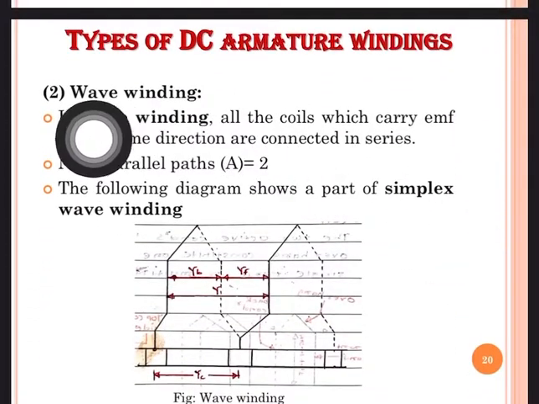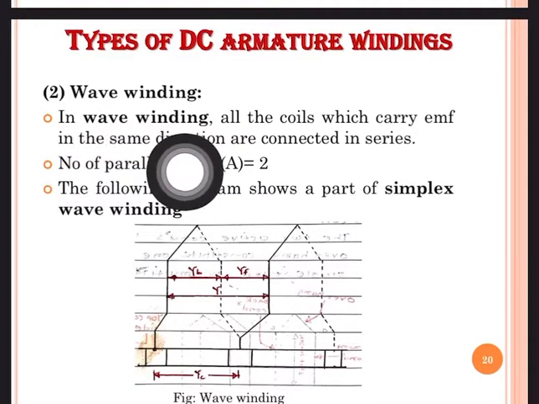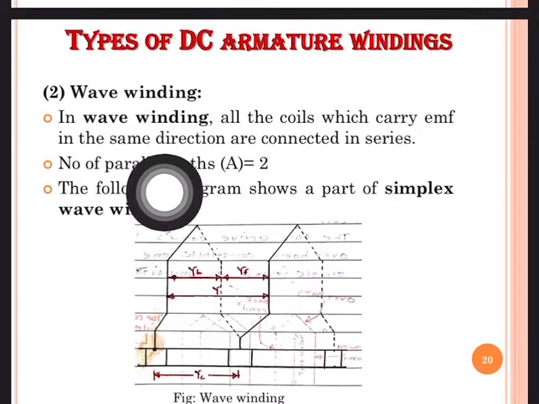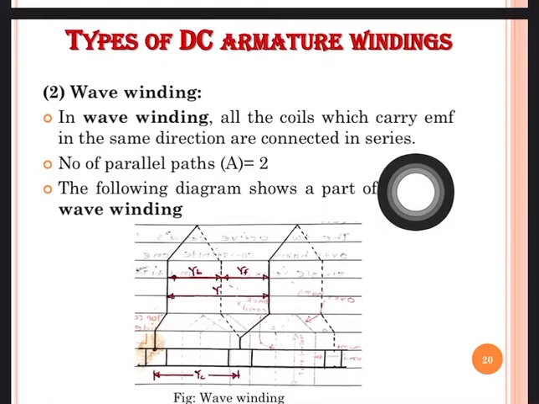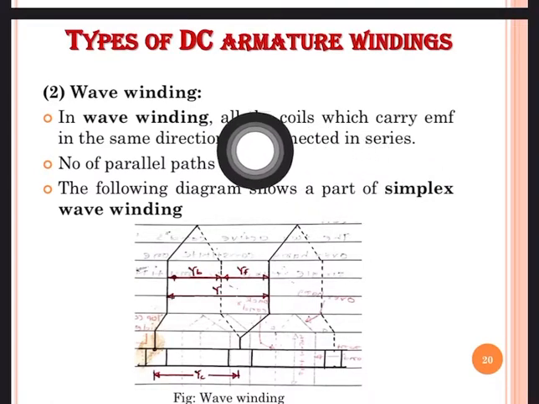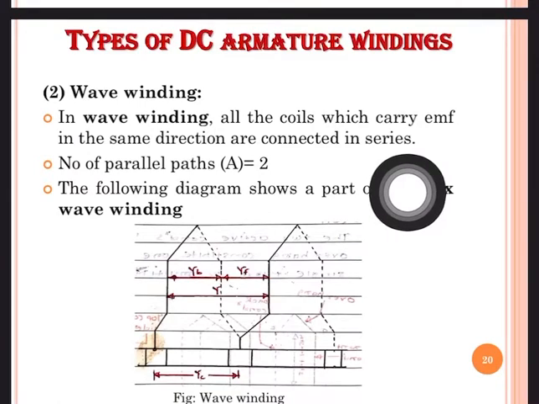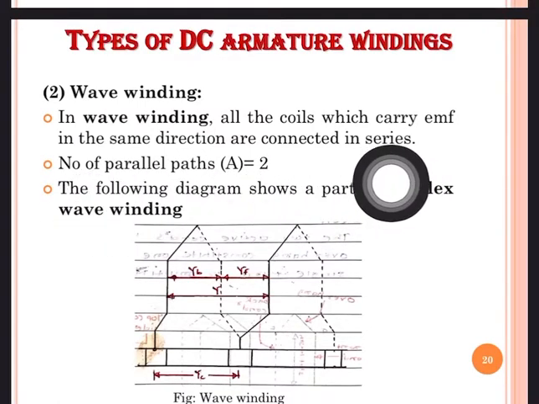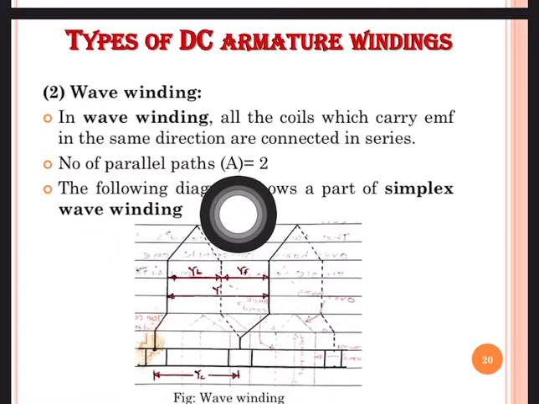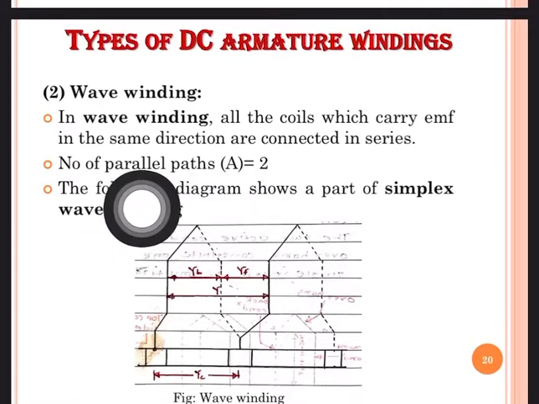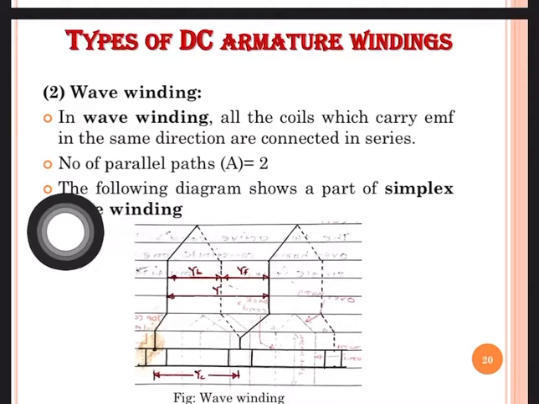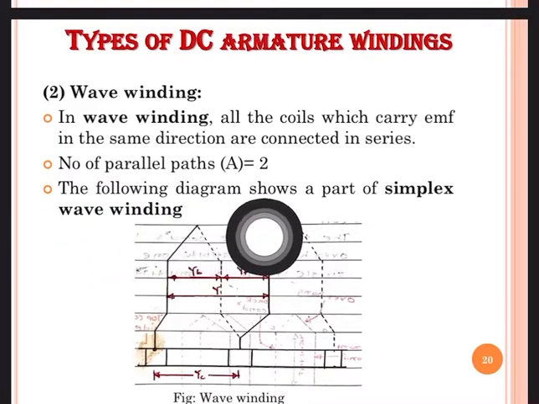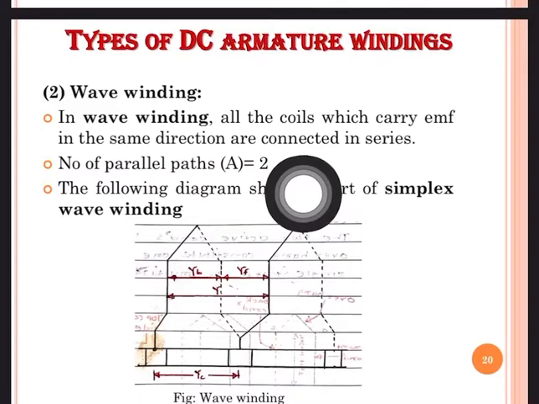Now another type of DC armature winding is wave winding. In wave winding, all the coils which carry EMF or current in the same direction are connected in series. So that's why wave winding is called series winding. Another name for it is series winding. The number of parallel paths is equal to 2. There are always only 2 parallel paths. So that's why the number of commutators is also 2 and the number of brushes is also 2.